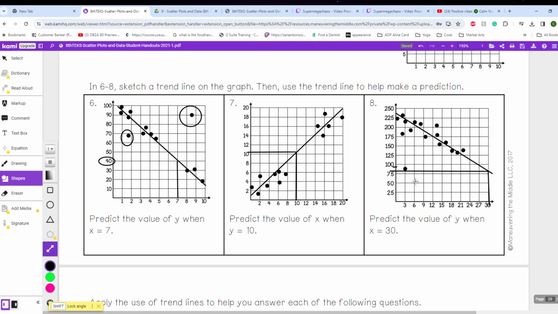So it's really, really easy to make predictions once you have your trend lines in place. You just draw your trend line, then you look at the x value, and you're like, oh, that's the y value at my trend line.